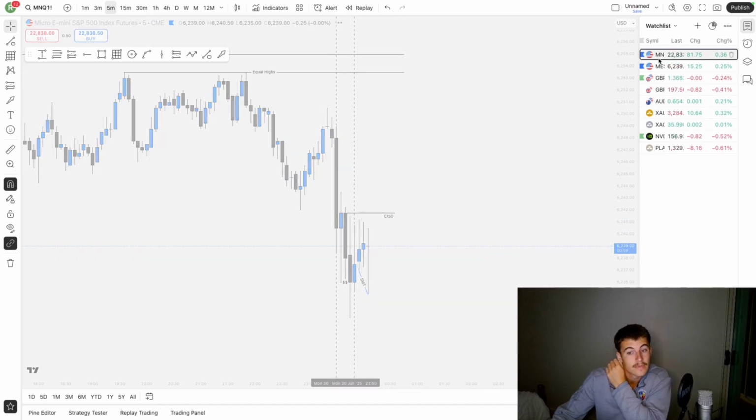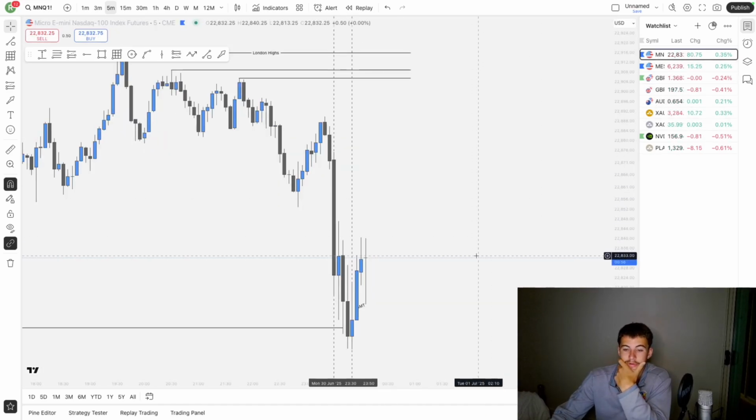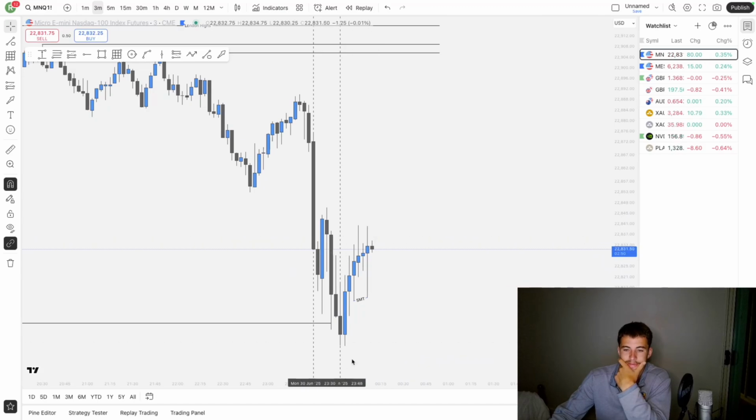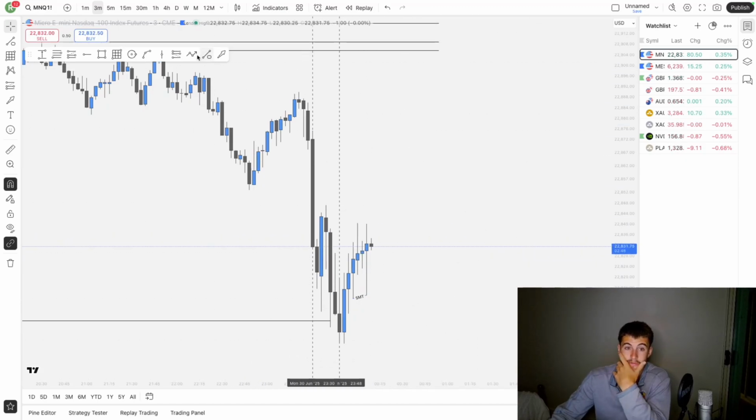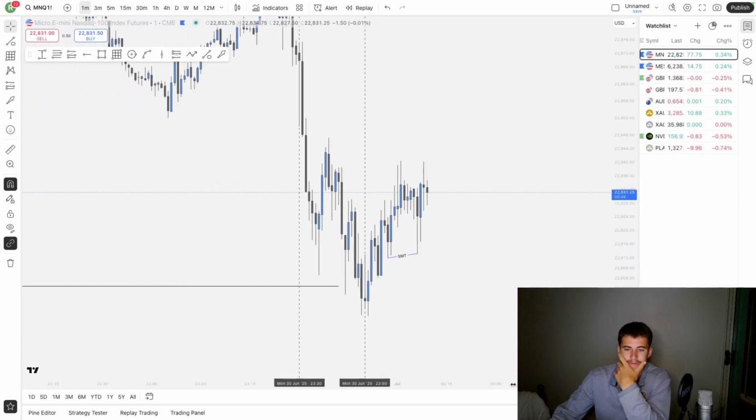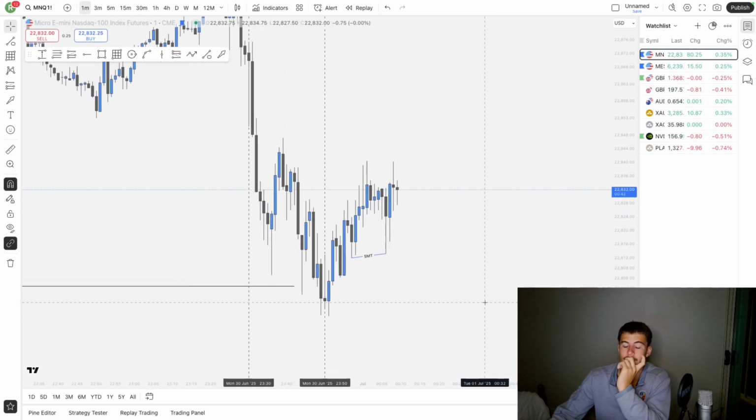But I just want to see a bit more, because we're obviously not looking super ideal. This is a good little retracement, a good little indication of where we're going, but those higher time frames still just aren't looking too hot.